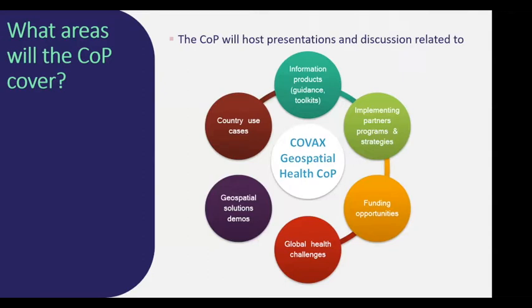and integration into programs. We want to showcase information products produced by implementing partners, such as guidance and toolkits that are crucial in the effort by WHO and UNICEF at a country level to deploy these solutions. We'll host information about geospatial programs and strategies by implementing partners to foster alignment and funding opportunities relevant to geospatial health, and also some expert presentations on global health challenges, hoping that this community of practice can drive a little bit the future direction of geospatial health for COVID-19 and beyond. And we also keep hosting and presenting geospatial solutions demos. We obviously won't do that all in one go, but there will be a series of monthly meetings, as I will explain later. Next slide, please.